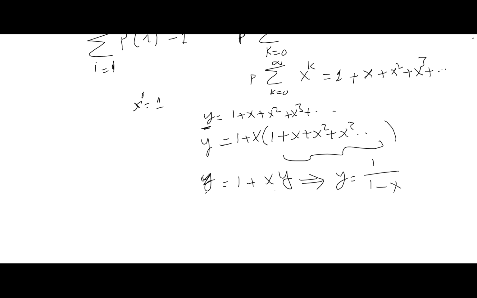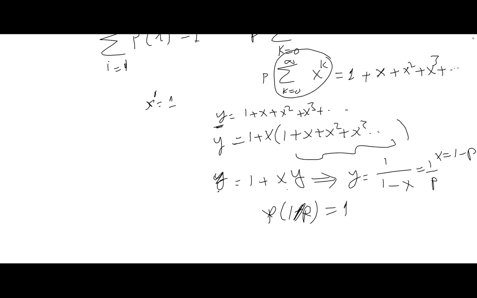Okay? So in that case, what is x? We said that x equals 1 minus b. So 1 minus 1 minus b, actually y equals 1 divided by b. And here we have b outside. So b times 1 divided by b cancels b, and the summation is 1. So this is the proof that the summation of b times 1 minus b to the power of i minus 1, from i equal to 1 to infinity, is equal to 1.